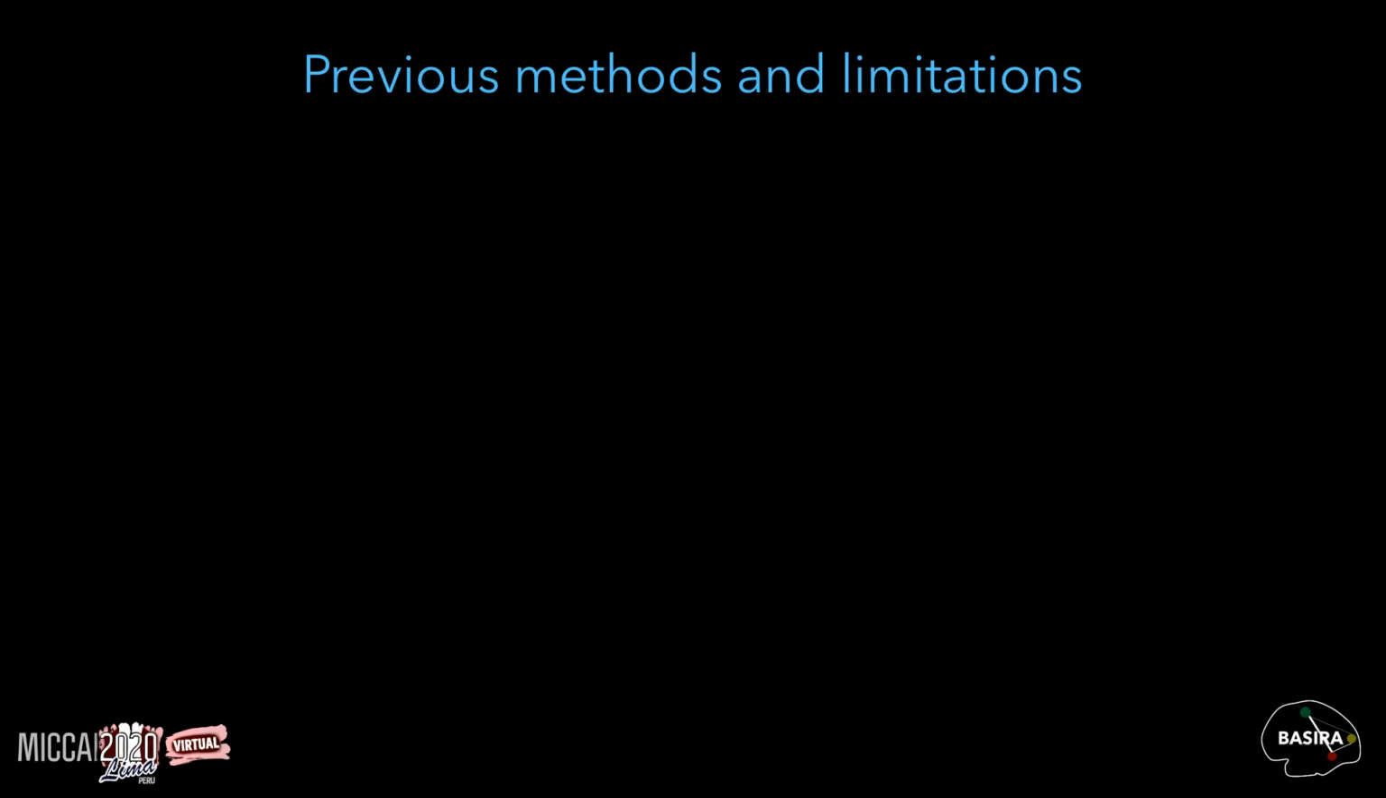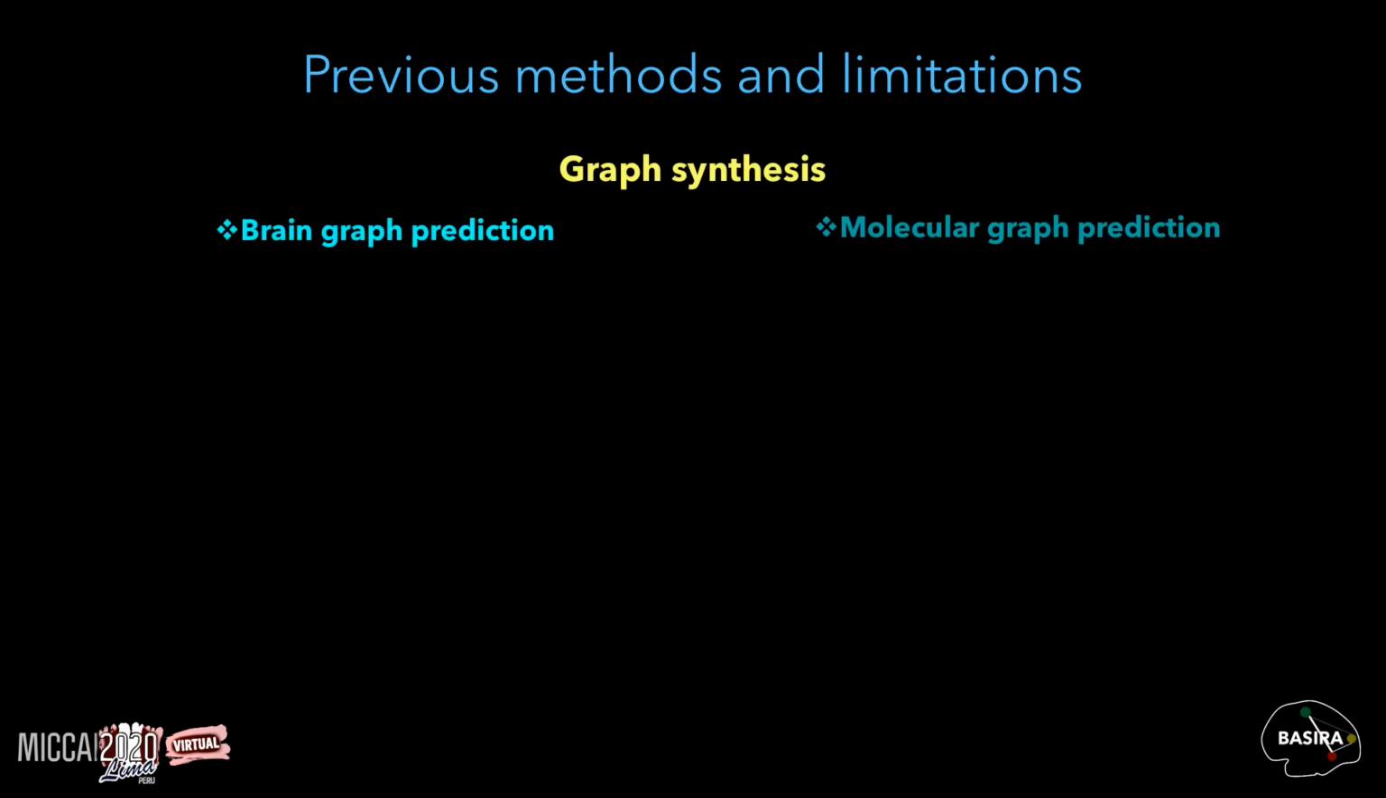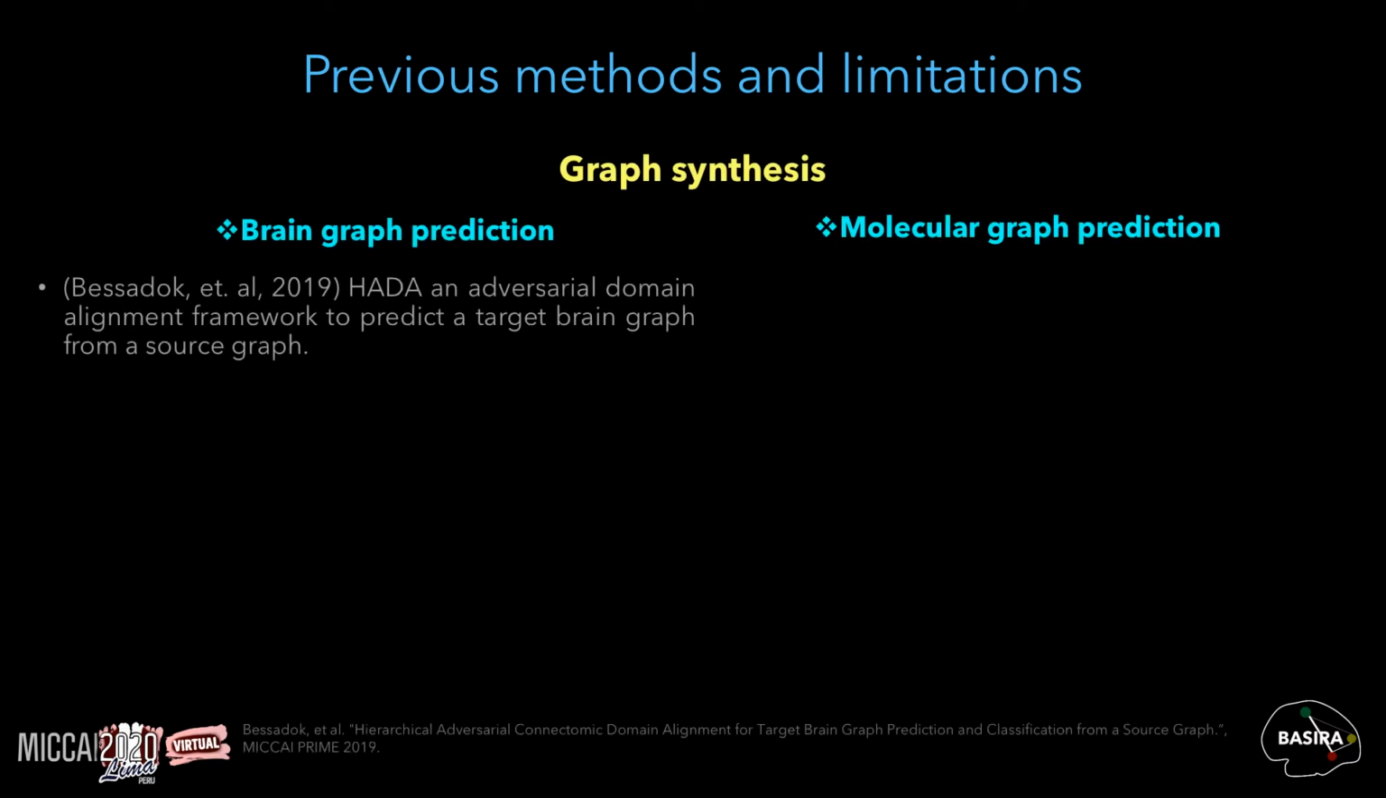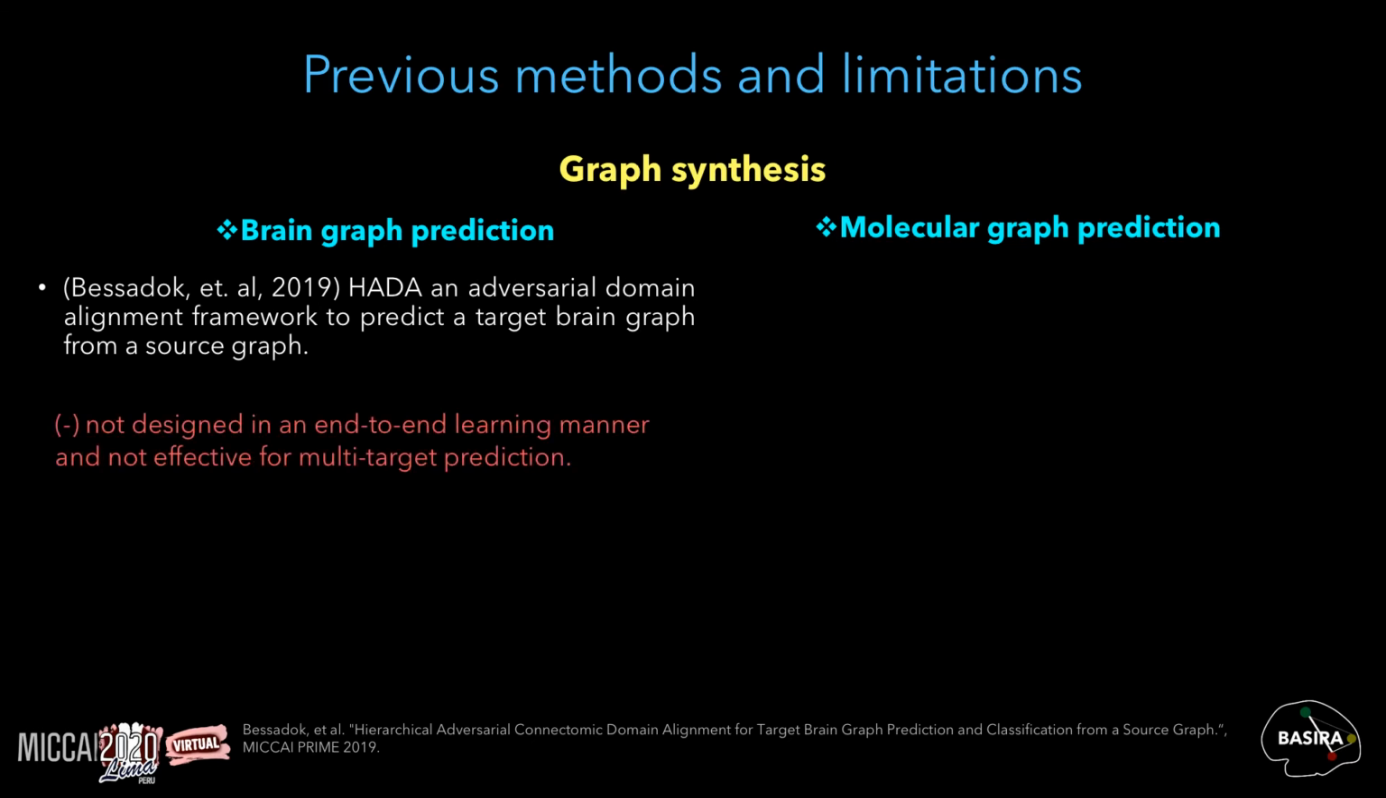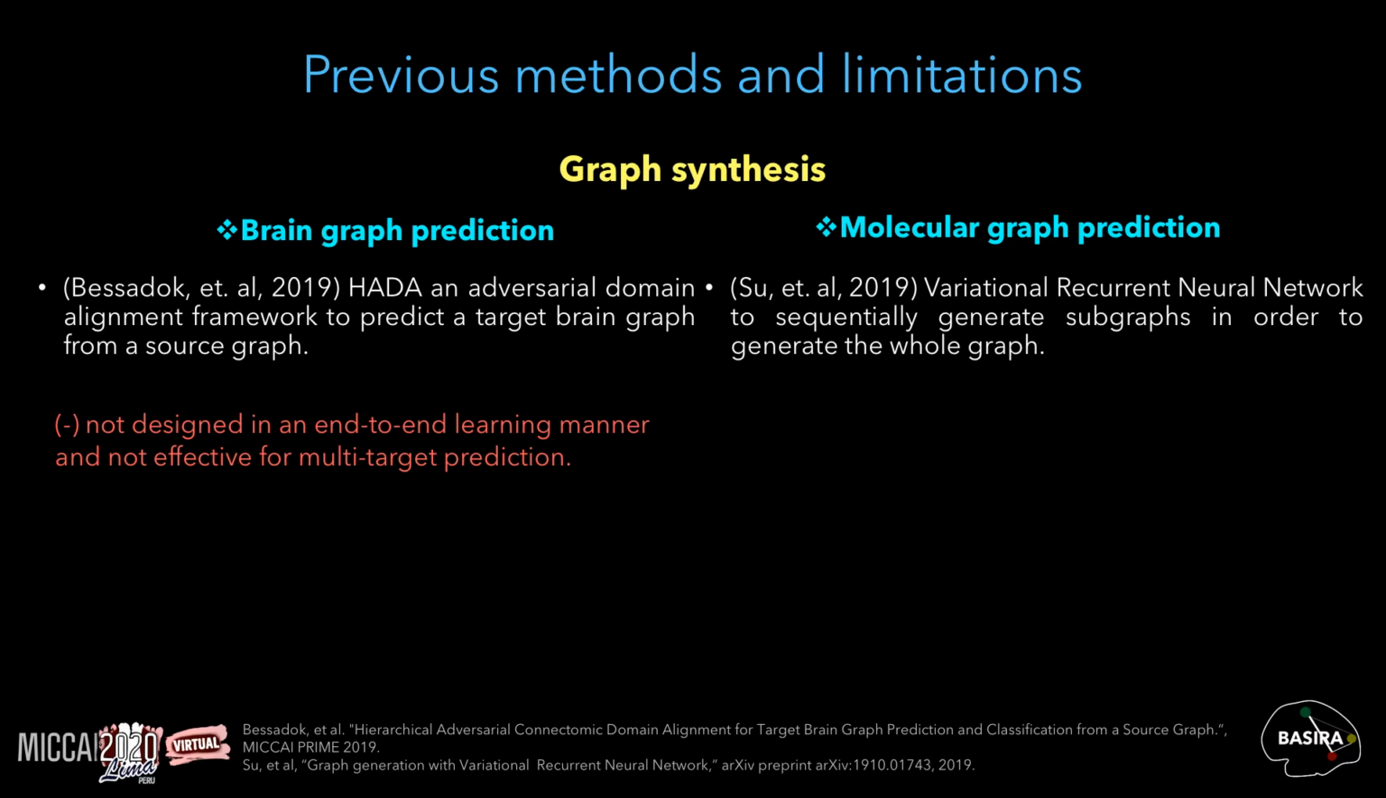Concerning the graph synthesis task, we have identified a single brain graph prediction work called HADA, which is an adversarial domain alignment framework proposed to predict a single target brain graph from a source one. Besides its ineffectiveness for multi-target prediction, as we mentioned before, it is not designed in an end-to-end framework. On the other hand, Su and co-authors proposed to sequentially generate subgraphs in order to generate the whole molecular graph.